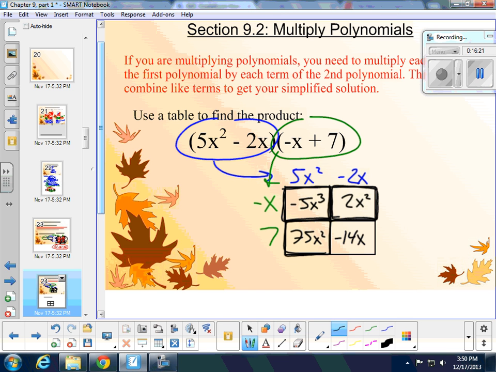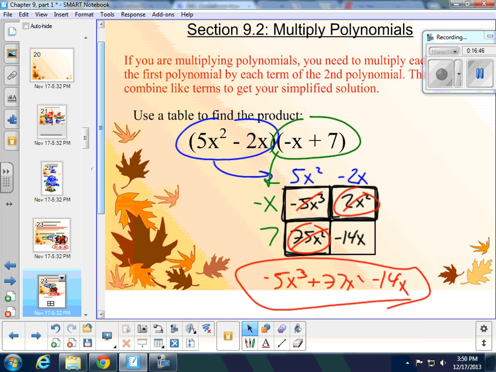So now that I've got all my terms, I'm going to collect them just like adding and subtracting from the first section. Negative 5x to the third is my highest degree one, so I'm going to write that first. Then again, I can combine these two right here, 35x squared and 2x squared, to 37x squared. And minus 14x at the end.